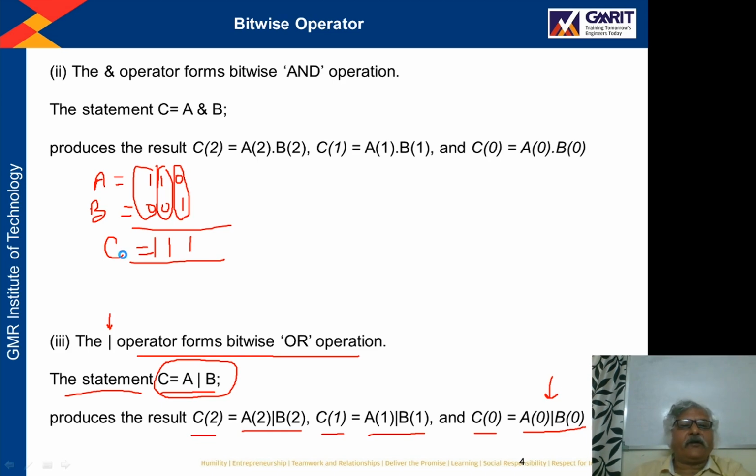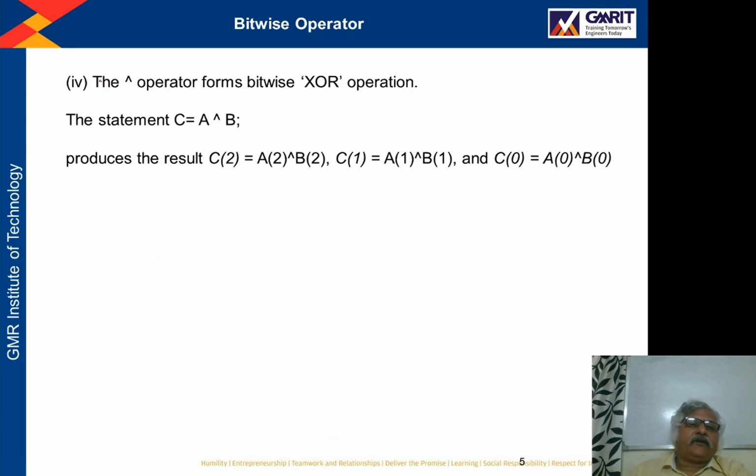So this is about bitwise OR operator. Now this symbol tilde, it is used to perform bitwise XOR operation. It performs bitwise XOR operation, right? So let us assume the statement is C is equal to A cap B.